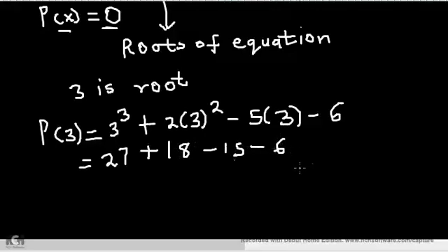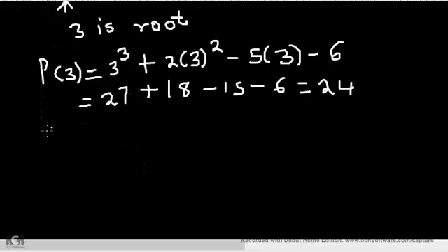If you use your calculator to evaluate everything that I have here, you will end up having 24. And of course 24 is not equal to 0, so invariably 3 is not a root of that polynomial above. But let's check another value of x. Let's investigate x being equal to minus 1. That means we are now doing p of minus 1.